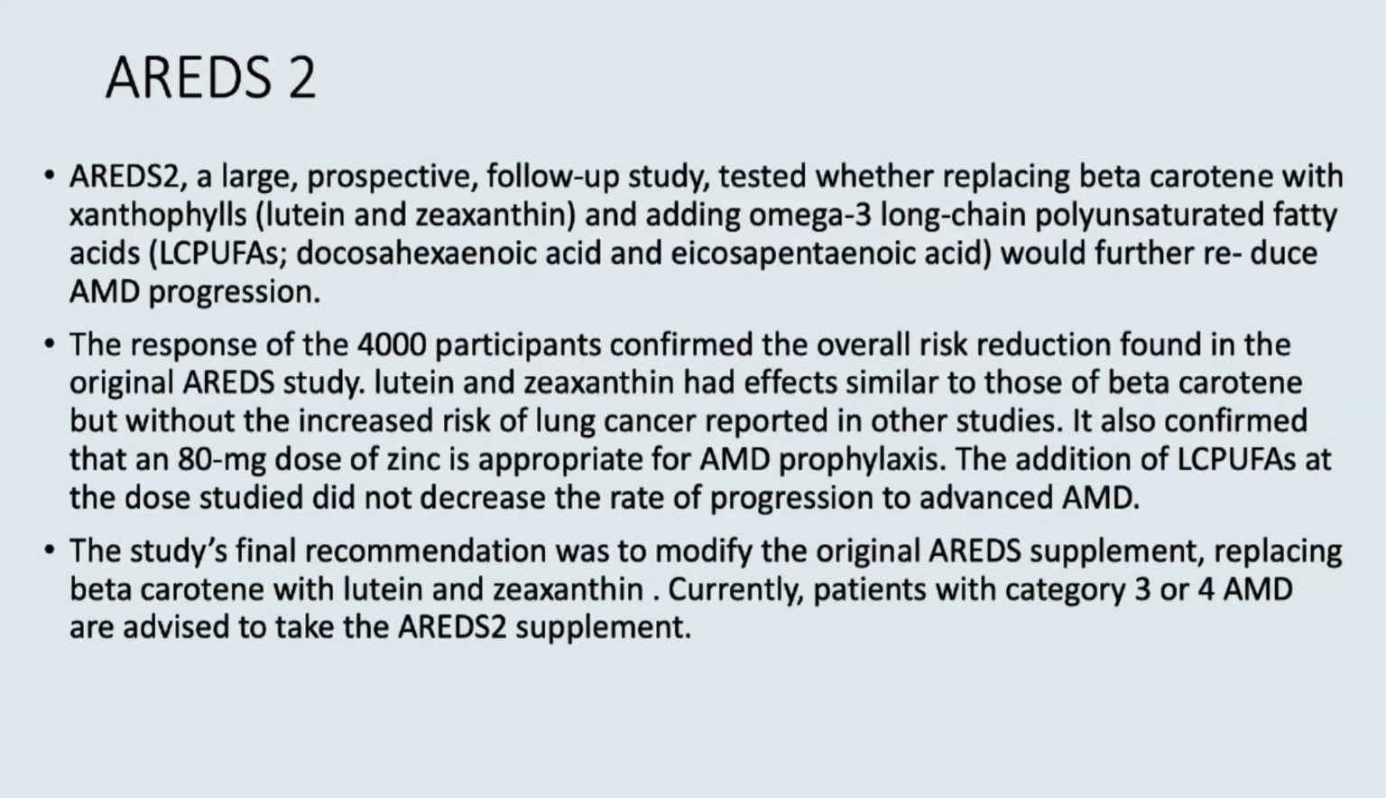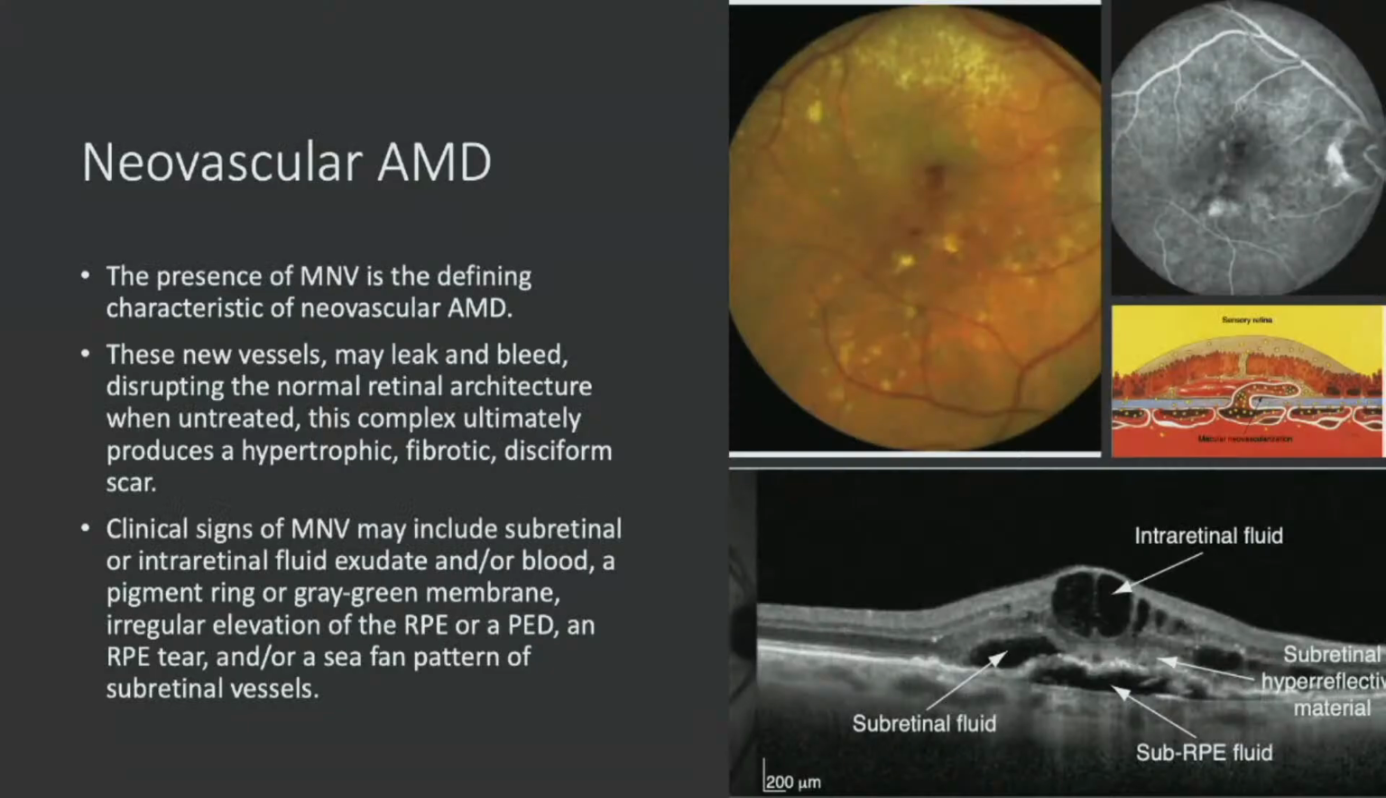So to prevent that, AREDS2 was designed where instead of beta carotene, they were started on lutein and zeaxanthin, 2 and 10 mg, and the rest of the preparation remained the same. So with that, it showed a similar kind of risk reduction as you saw in the AREDS1 report.